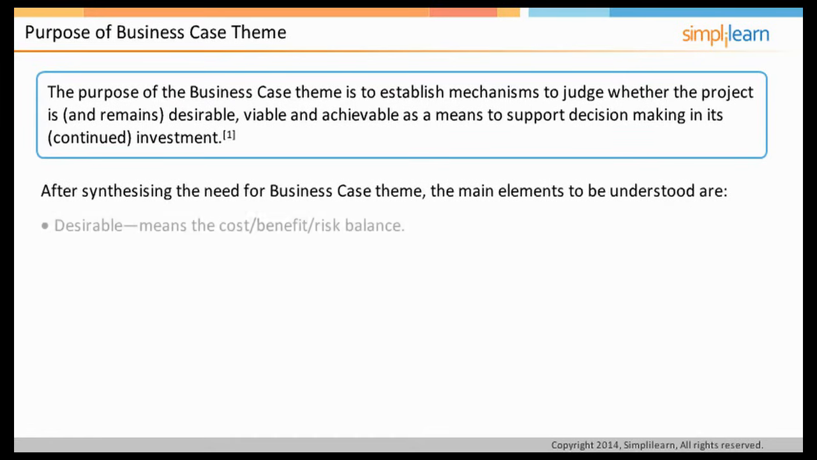Desirable means that cost, benefits, and risk associated with the project balance out. In other words, one does not end up spending too much money for little benefit and vice versa. Similarly, the risk associated with the project is worth the benefits that the project intends to provide.